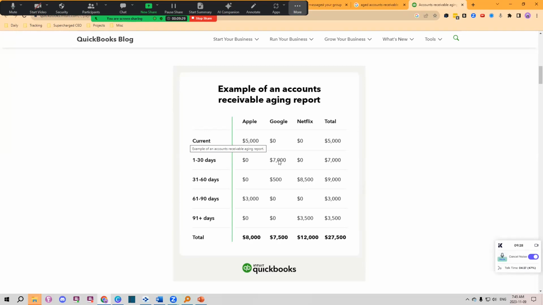But basically what we can see is that hypothetically Google owes our hypothetical client 7,000, and this is in the 0 to 30 days. This is the 31 to 60 days. So we might start to get concerned. We might want to follow up with Google and say, hey, what's going on? Do you have everything you need to pay the invoice? Are there any questions, any challenges?